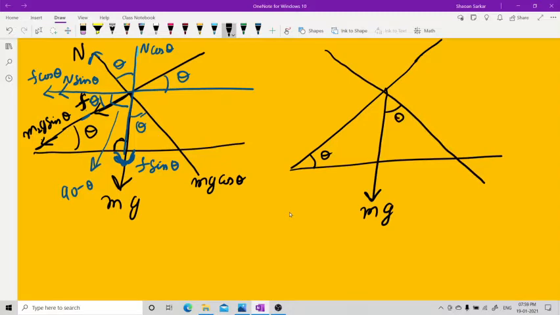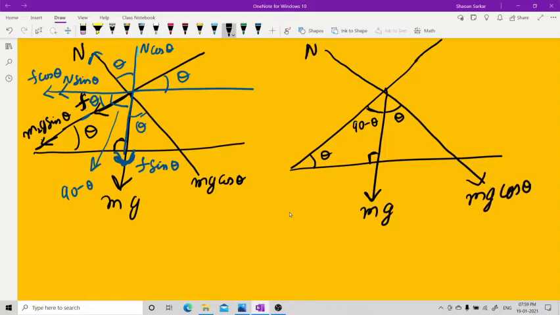This has to be theta, you know why. This is 90, this is 90 minus theta. This portion is always 90 minus theta, always. So this is your mg cos theta. Now this is your normal.